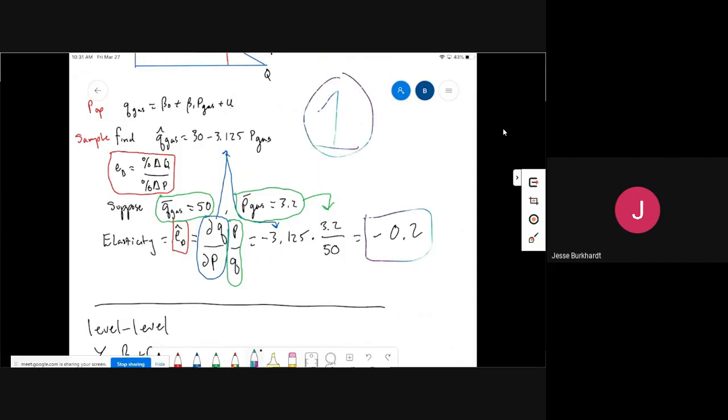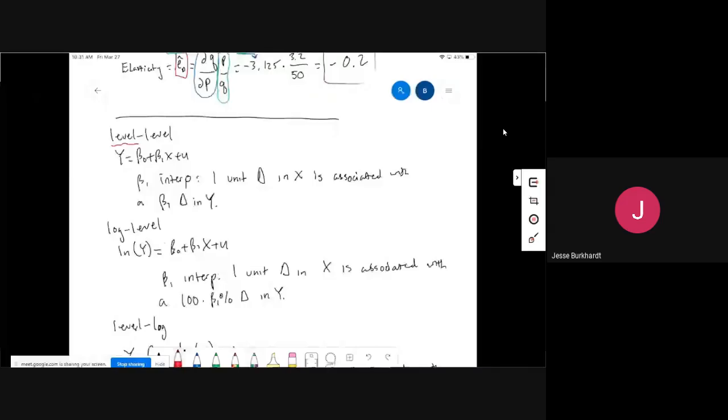Now the other method requires changing your variables a bit. So I'm going to do a little bit of a tutorial on what I mean by changing your variables. The regression that we're used to at this point is the level regression, where we're regressing the level of y on the level of x. This is the regression we've seen so far, a single variable regression. The interpretation of beta 1 in this regression is that a 1 unit change in x is associated with a beta 1 change in y.